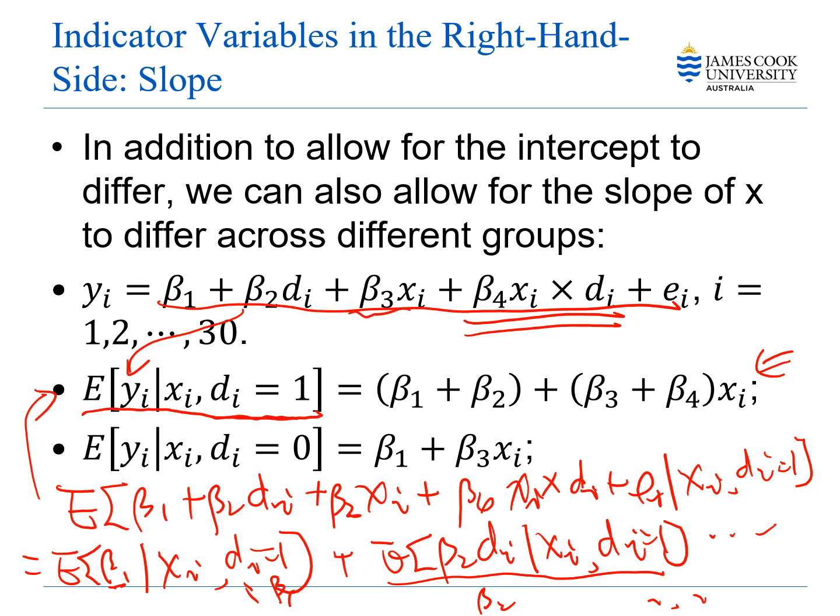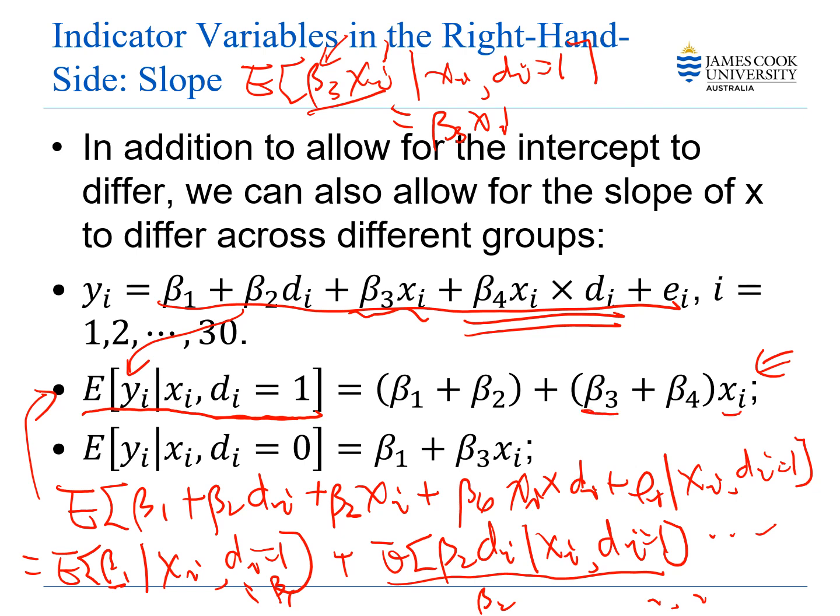The third term, I'm going to write here. Beta 3 xi conditional on xi, di equal to 1. When we condition on xi, we treat xi as a constant. So xi is constant, beta 3 is constant. So again, taking expectation is still a constant, beta 3 xi. So that's where we get beta 3 xi.